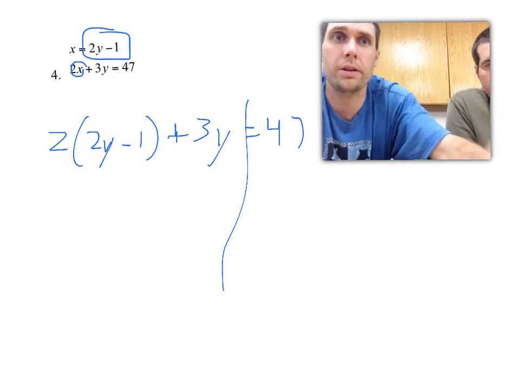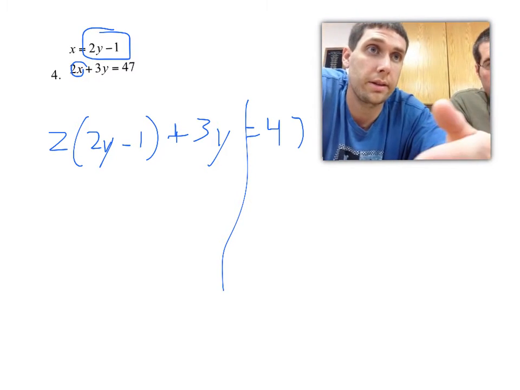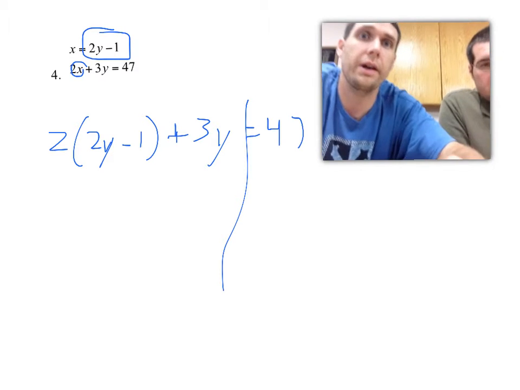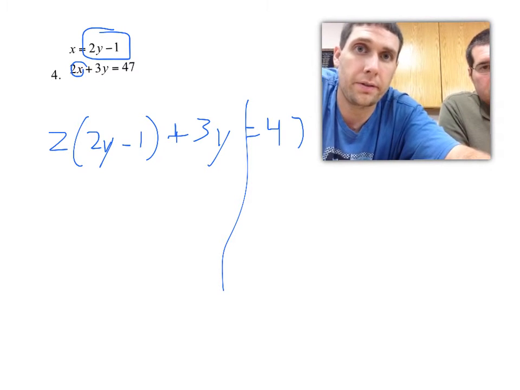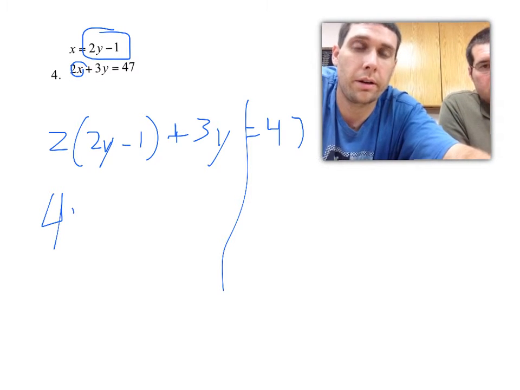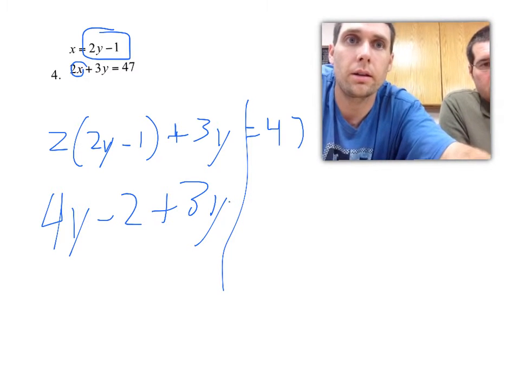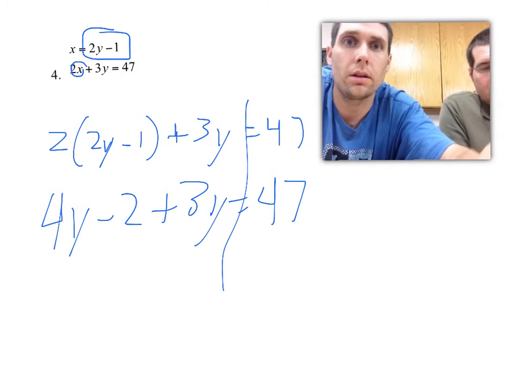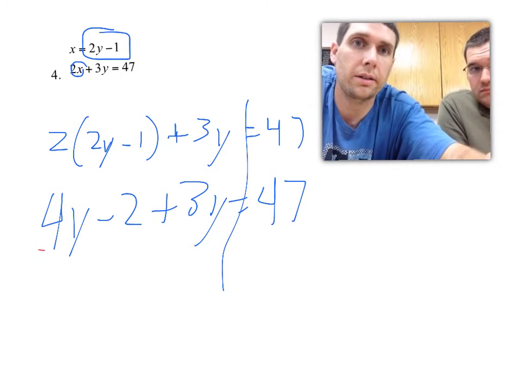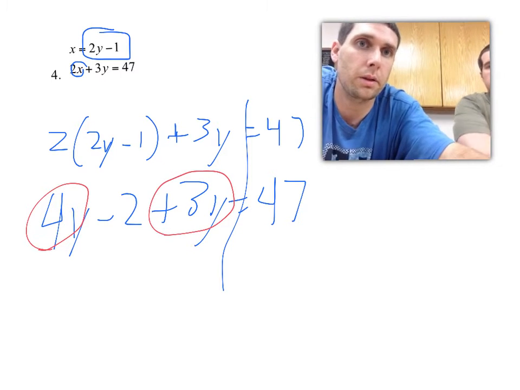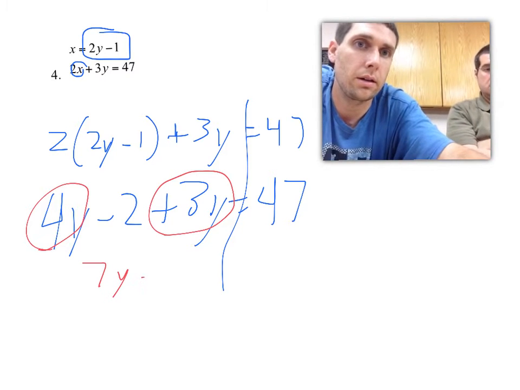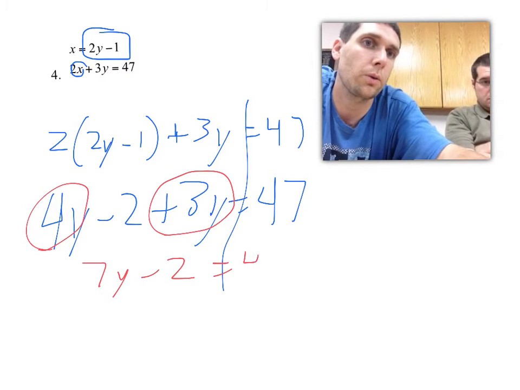And then I've got an equation with just one variable in it. The x is gone, so it's just y. So it's just a good old-fashioned 5-step equation. So we distribute here, I get 4y minus 2 plus 3y equals 47. So I'm going to combine my like terms. A 4y and a plus 3y is a 7y minus 2 equals 47.